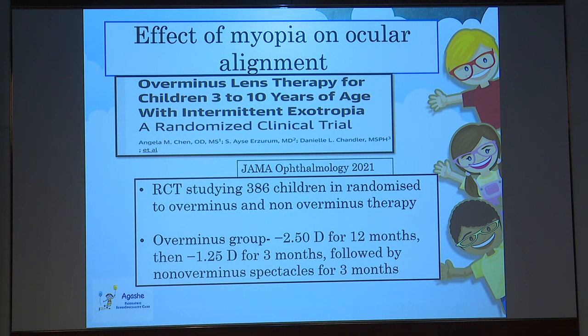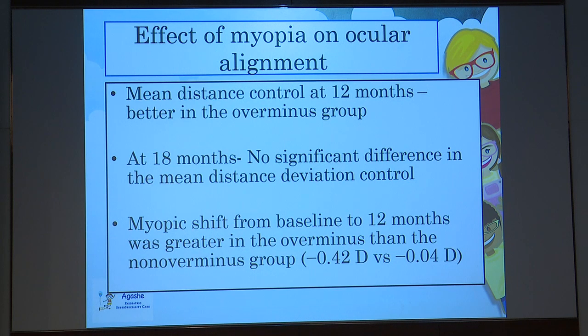So there was this randomized control trial published recently which studied 386 children randomized to over-minus and non-over-minus therapy. The over-minus group was prescribed minus 2.5 diopters for a year, then minus 1.25 for 3 months, and then non-over-minus spectacles for 3 months. So the results were such that the mean distance control at 1 year was better in the over-minus group, but when the lenses were withdrawn, there was no significant difference in the mean distance deviation of the year as compared to the control group.